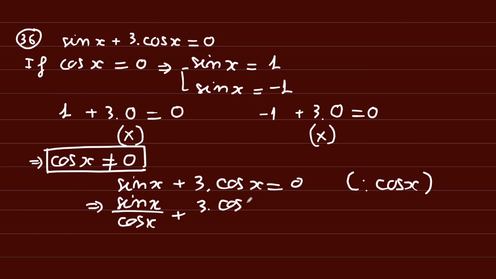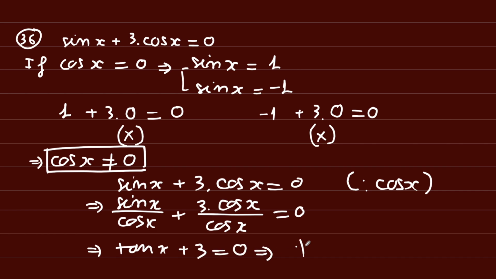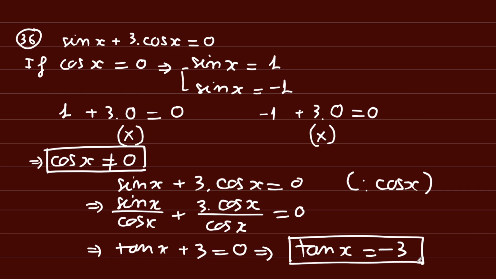And you get the second term like this one, equal to 0, because 0 divided by cos x is still equal to 0. Sine divided by cos is tan h. Cos divided by cos equal to 1, and for this one 3. Then you can make tan the subject, and tan h equal to negative 3.